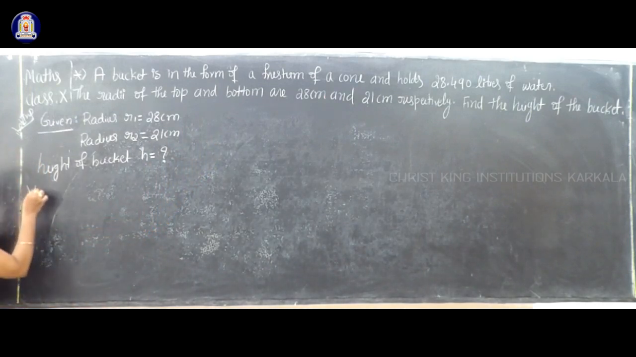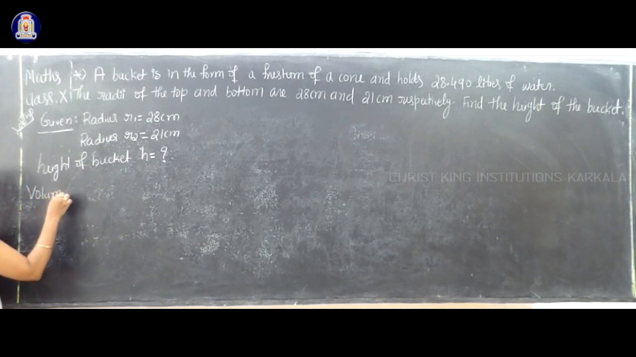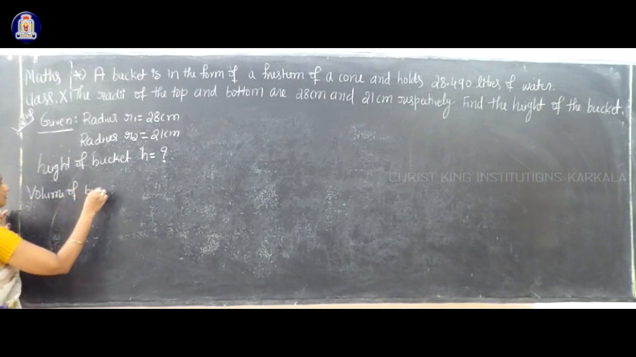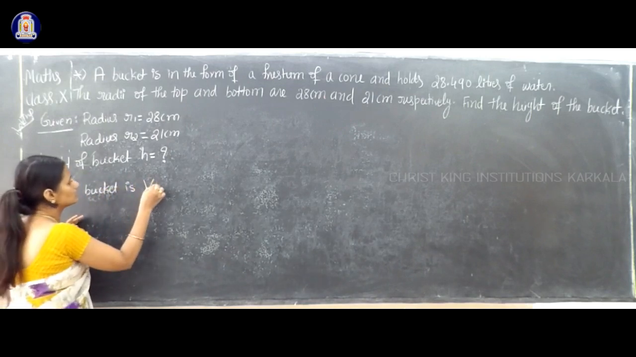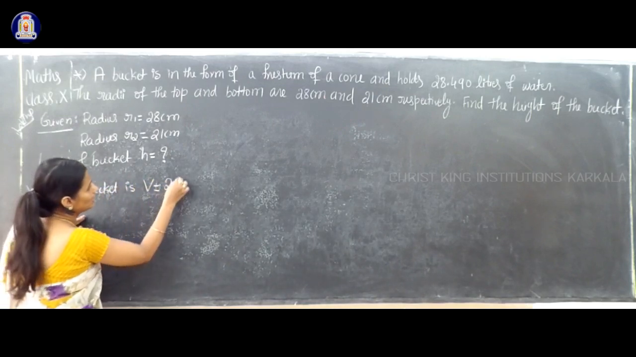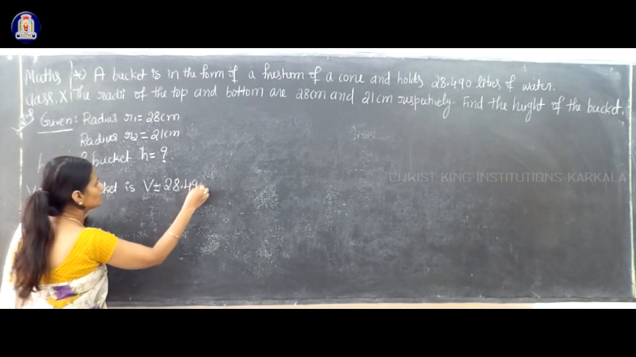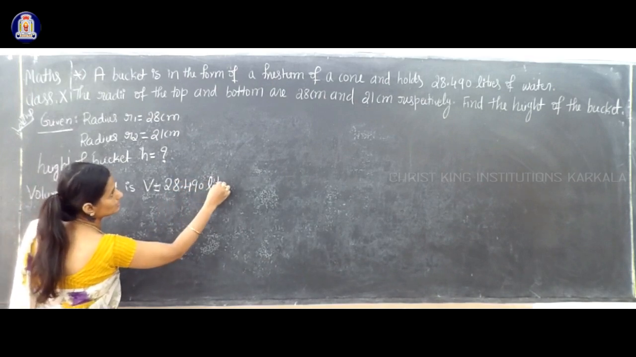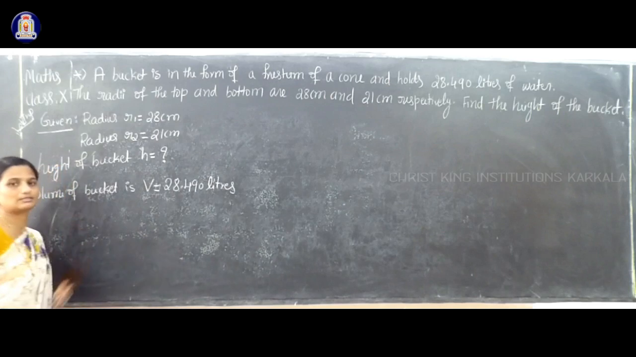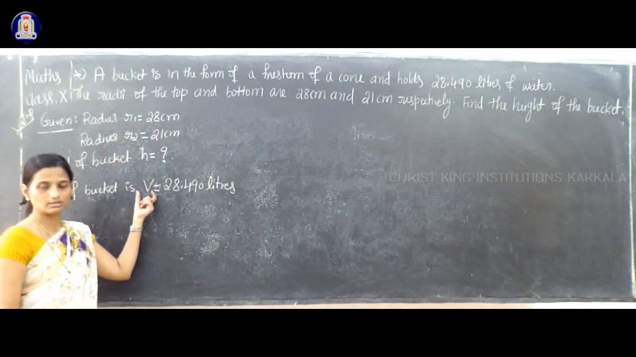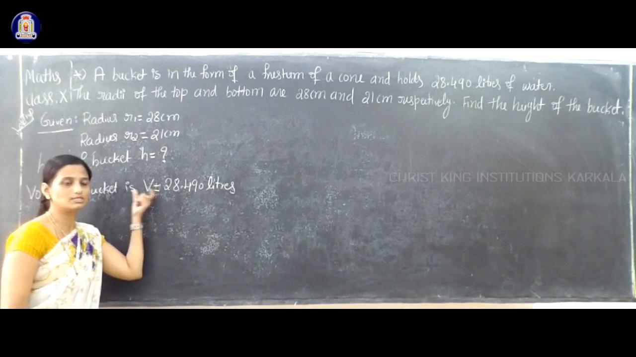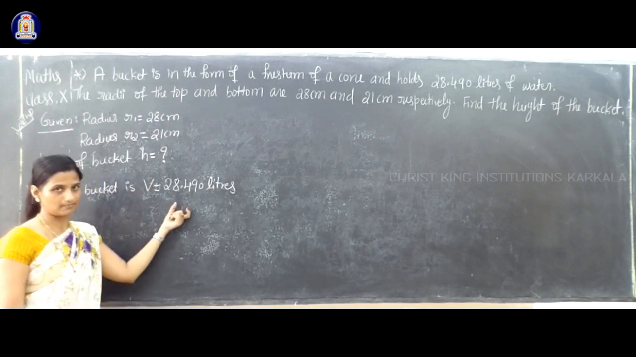28.490. So the volume of the bucket, or capacity of the bucket, V is equal to 28.490 liters. It is in liters. Now see the unit first. Which formula do we use here? Volume of the bucket. Correct?